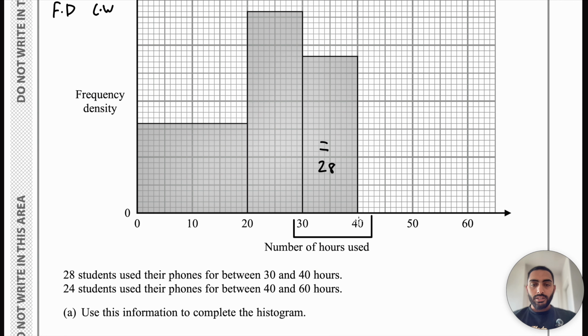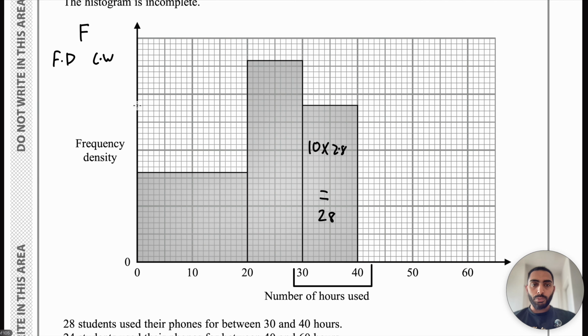So we know that the difference between 30 and 40, the size of the class interval, is 10, and we're multiplying that by something to give us 28. So that would be 2.8. So the height of this bar will be 2.8. So if I put 2.8 there, that would mean that each of these would be worth 1. That'd be 1, that'd be 2, that'd be 3, and that'd be 4.